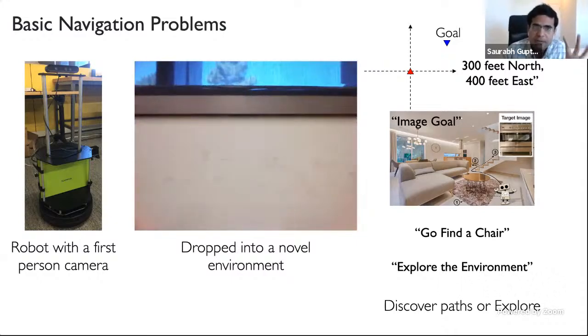So I'll basically be focusing on tasks which look something like this, which is a robot has been dropped into a novel environment, and basically it has been given one of these tasks that we want to do. Now, of course, the question of what are the right representations for these tasks is not a new one.